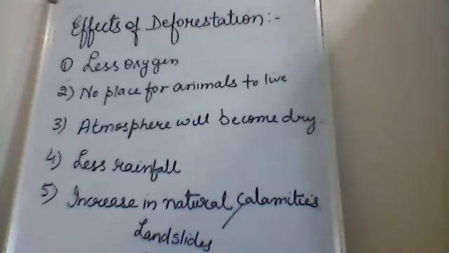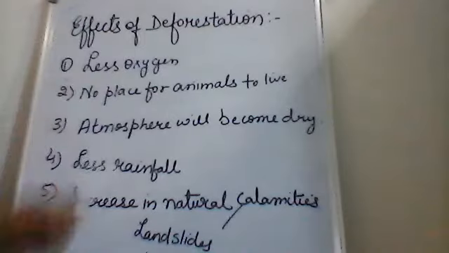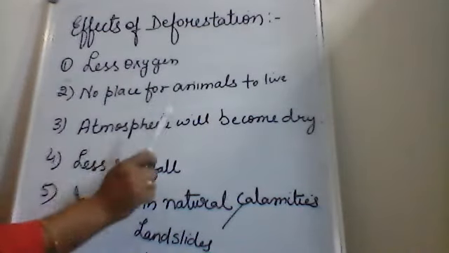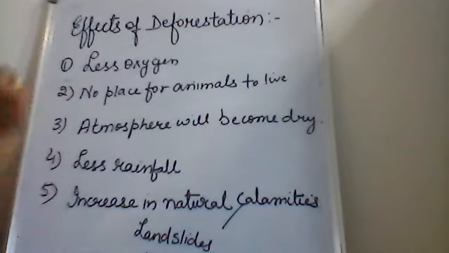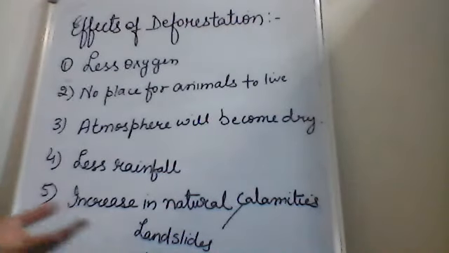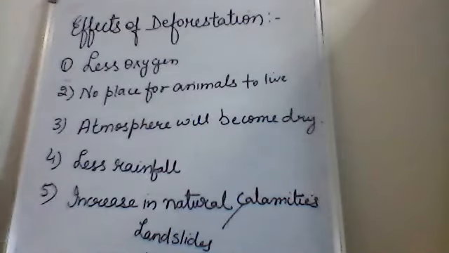So the effects of deforestation: less oxygen, no place for animals to live, the atmosphere will become dry, less rainfall, and an increase in natural calamities such as floods and landslides. Now we have to remember this: apart from this, trees bind the soil, as well as absorb rainwater that falls on the earth.